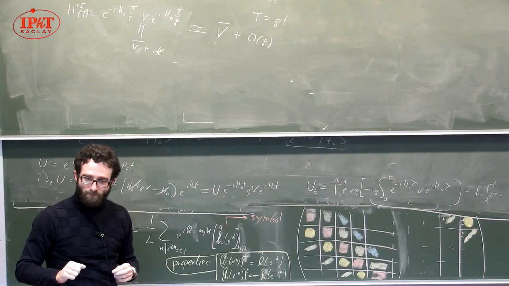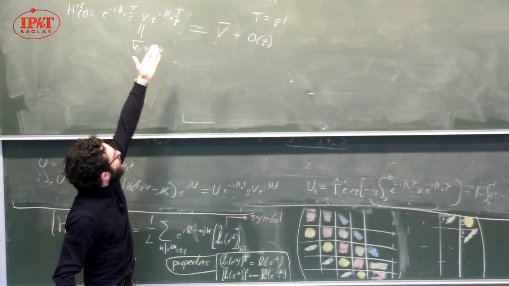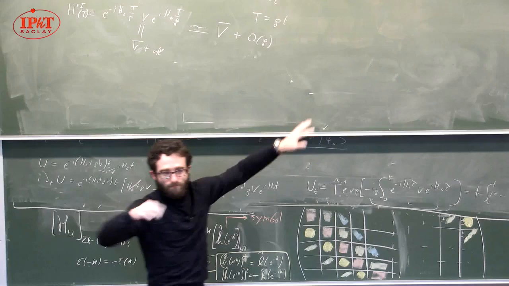If you want, you can go further. You can actually compute an expansion of the integral, and you realize that the subleading terms are of order g. You can just expand perturbatively the exponential.